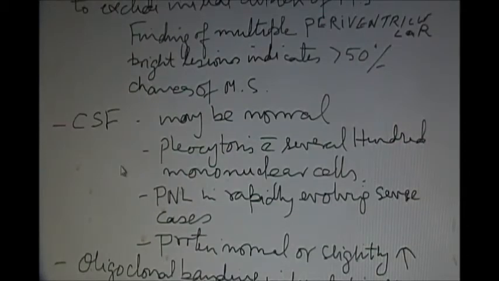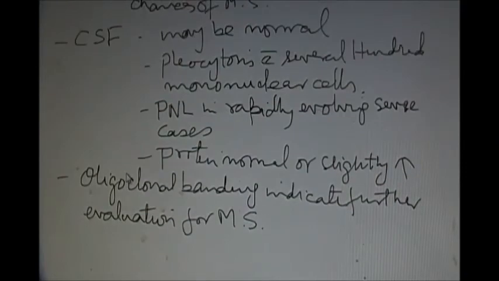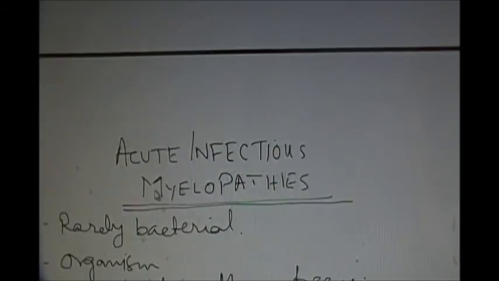How about the CSF in transverse myelitis? The CSF may be normal in transverse myelitis. Otherwise, there is pleocytosis with several hundred mononuclear cells, or polymorphonuclear leukocytosis in rapidly evolving severe cases. Protein is normal or slightly increased. Oligoclonal banding indicates further evaluation for multiple sclerosis. So if there are oligoclonal bands, there are chances of multiple sclerosis.